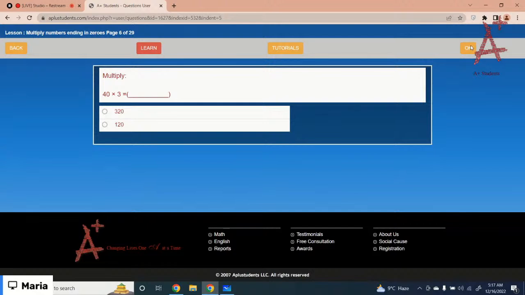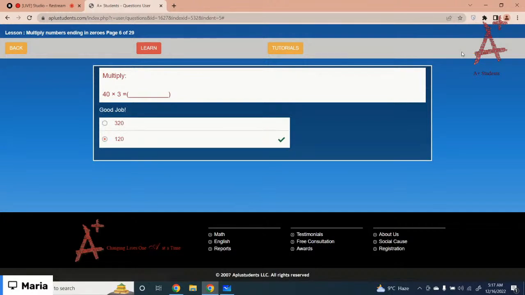Okay, 40 times 3 is, it would be, yes, it is 120. 3 times 4 is 12, so add a 0, so it would be 120.